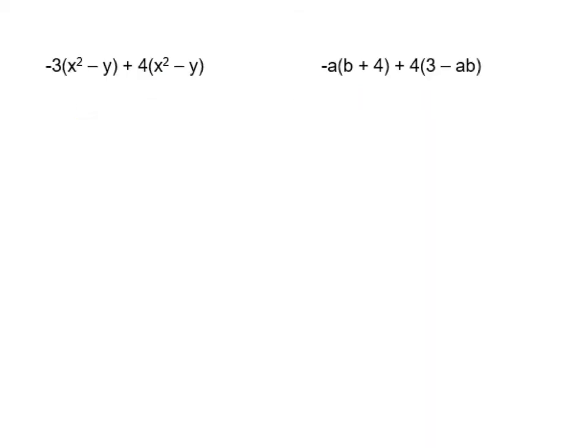Alright, with these examples, we're just practicing this. That's all. That's good for us. Again, parentheses, distribute first. Careful with the signs, the positives and negatives. Negative 3 times x squared is negative 3x squared. Negative 3 times negative y, negative times negative is positive 3y. And then this 4 is positive, so 4 times x squared is a positive 4x squared. And then 4 times a negative y is a negative 4y.